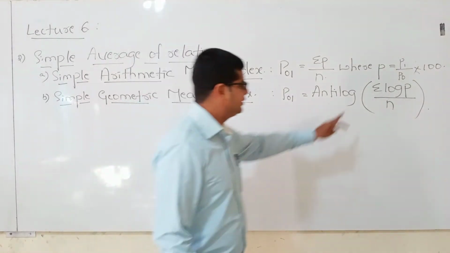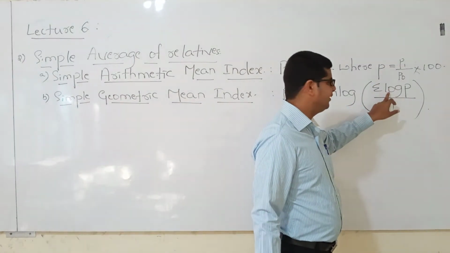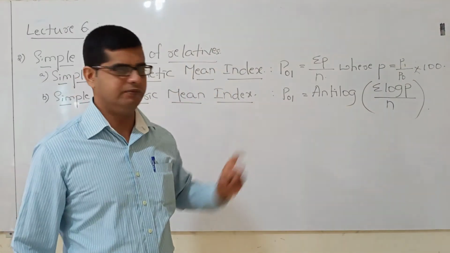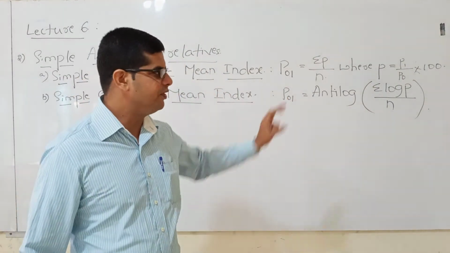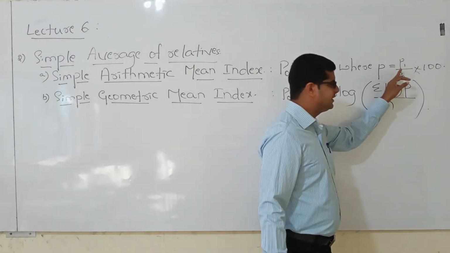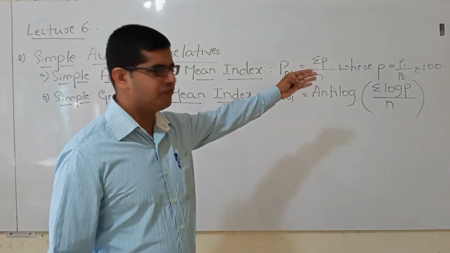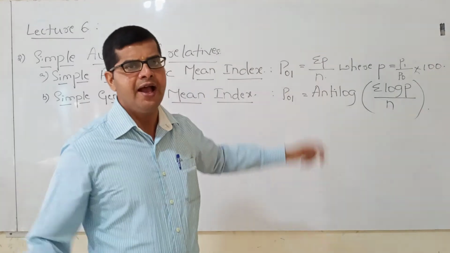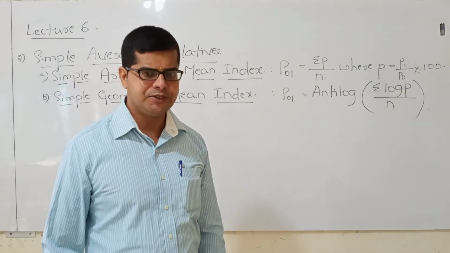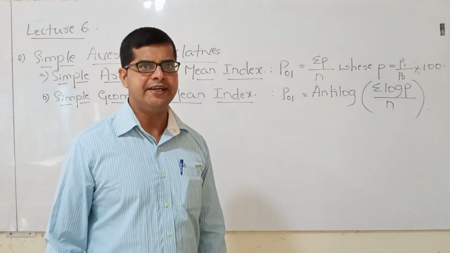So how to get the summation log P? Once we get P, we can apply the table where we calculate log values of the P we are obtaining. How are we getting this P? P is equal to P1 divided by P0 into 100. So we keep this formula here. And we take up one problem, that is problem number 3 in our exercise. Then we can easily understand these two methods of constructing index numbers.